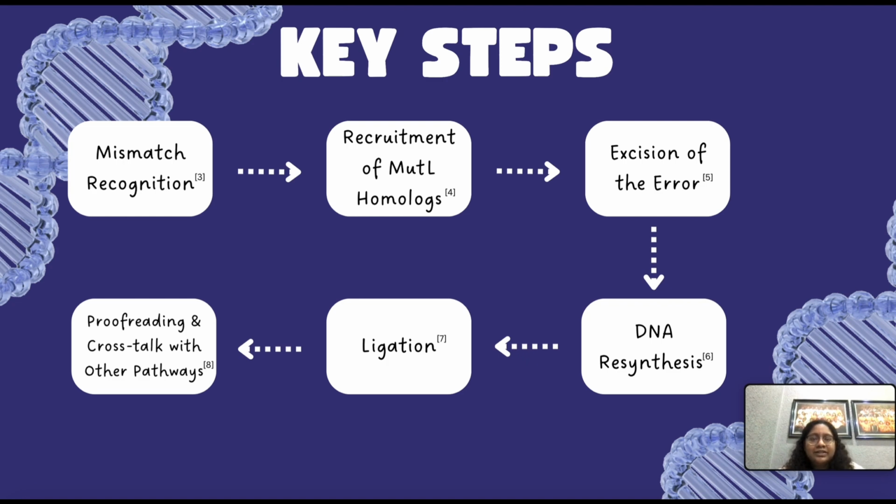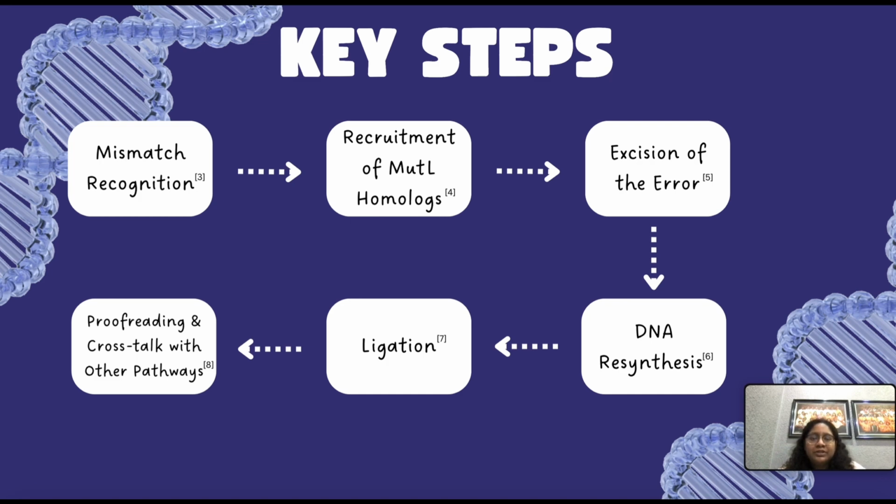So after the excised DNA is removed, DNA polymerase fills the gap with the correct nucleotides using the undamaged strand as a template. In eukaryotes, DNA polymerase delta is typically responsible for this step. The final step is ligation, where DNA ligase 1 seals the remaining nick in the newly synthesized DNA strand, completing the repair process. Finally, we go on to proofreading and crosstalk with other pathways.